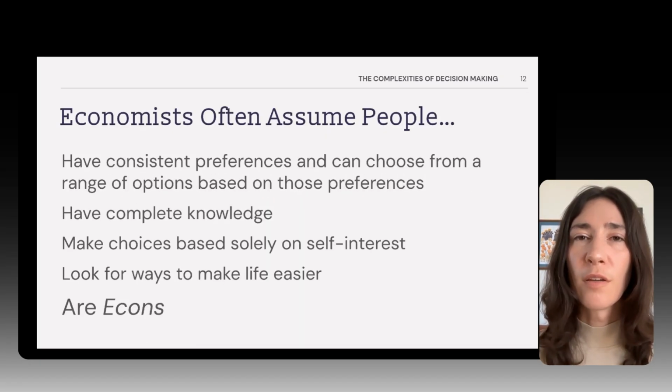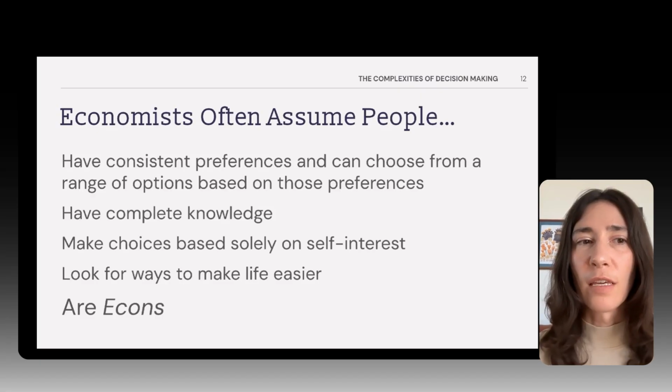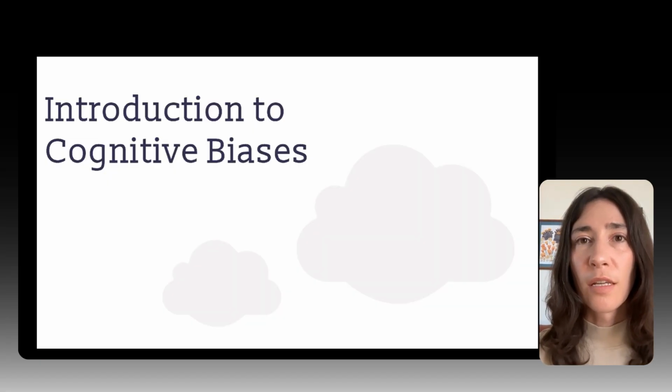Up until this point in the unit, we've been assuming people operate in a pretty robotic way, and that they're more like econs than humans. But this lesson will complicate that way of thinking. To introduce each bias, we pose a question students can relate to.